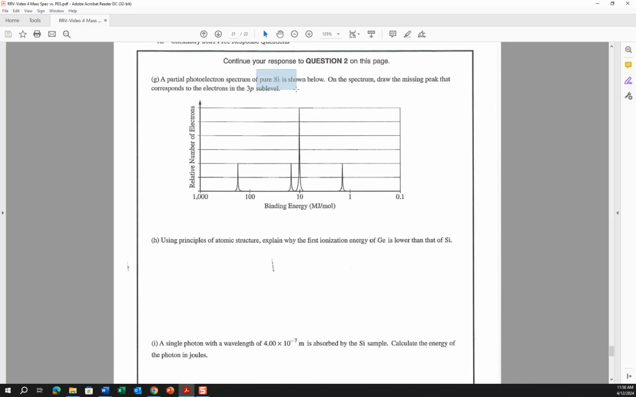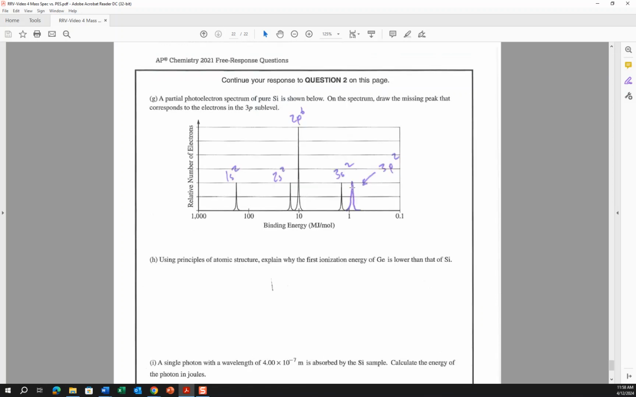Now, this says it's for silicon, and we're missing a peak. So it says draw the missing peak. So remember, silicon ends in 3s2, 3p2. So if we wanted to draw that missing peak, 3p2, it would just be a little bit higher, or weaker in binding energy than the 3s2 peak, but it would be the same height as the 3s2 peak because it's 3p2. If it was 3p3, then we would draw it up to here, right? If it was 3p4, 3p5, 3p6. Okay, so that was just drawing in the missing peak.